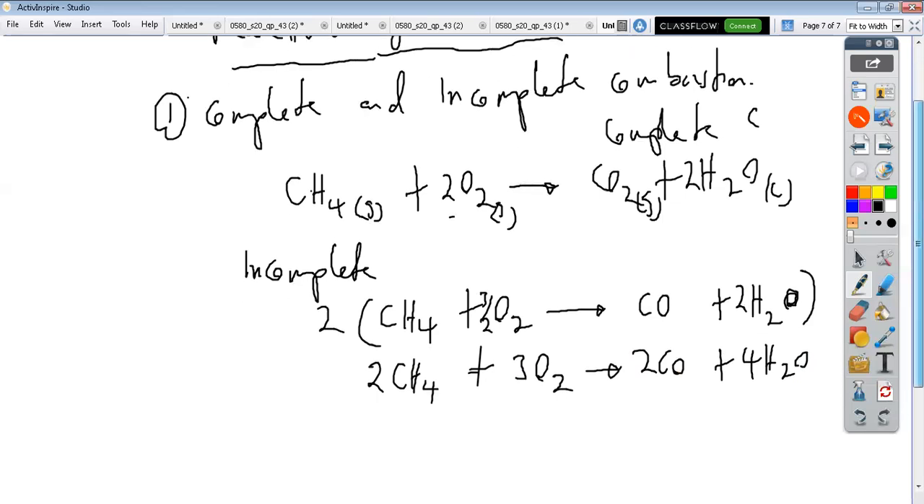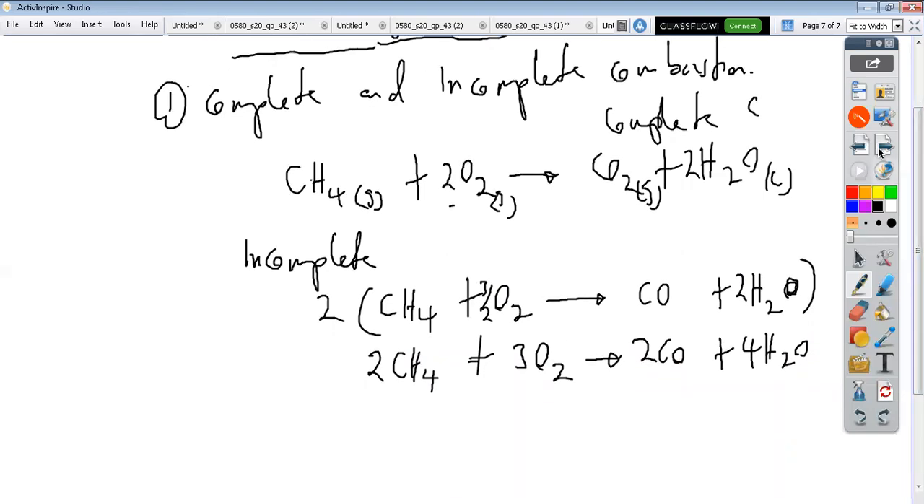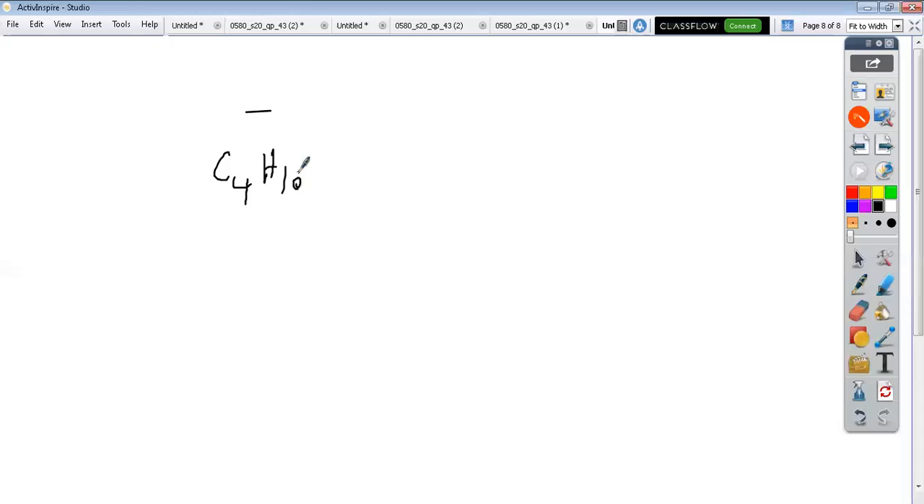Incomplete combustion and complete combustion, it's the same for everything. Even if it was butane, it's the same. So for example, if we pick butane, let's look at the equations for complete and incomplete combustion. So if I have C4H10, which is butane, we should all know that by now, plus oxygen. If it's complete, I'll have carbon dioxide plus water.